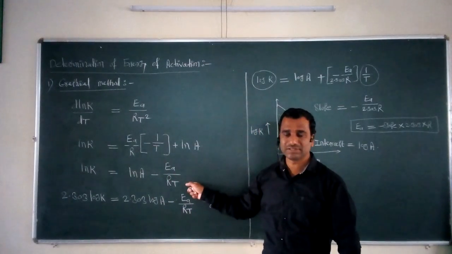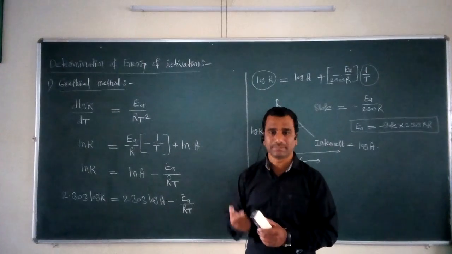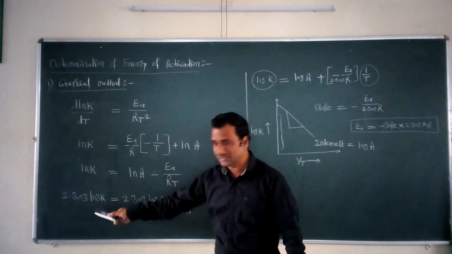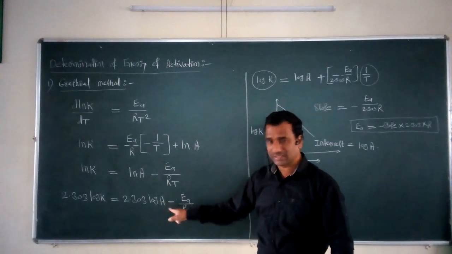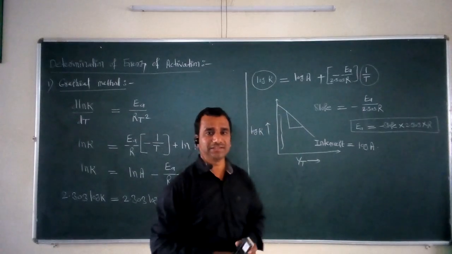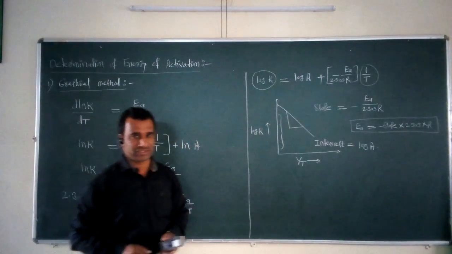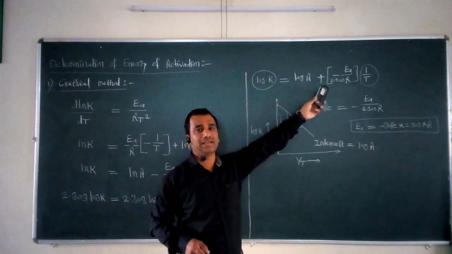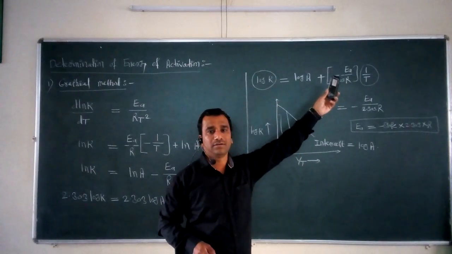Once you obtain this equation, we have to convert the natural log, so we have to change the base. For this purpose, we take the next form of the equation: 2.303 log k = 2.303 log A - Ea/(R T). Now, if I again rearrange this equation, we get the simpler form: log k = log A + (Ea/(2.303 R)) × (1/T).